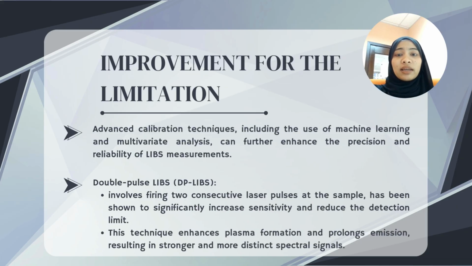Advanced calibration techniques, including the use of machine learning and multivariate analysis, can further enhance the precision and reliability of LIBS measurements. Double pulse LIBS, which involves firing two consecutive laser pulses at a sample, has been shown to significantly increase the sensitivity and reduce the detection limit. This technique enhances plasma formation and prolongs emission, resulting in stronger and more distinct spectral signals.